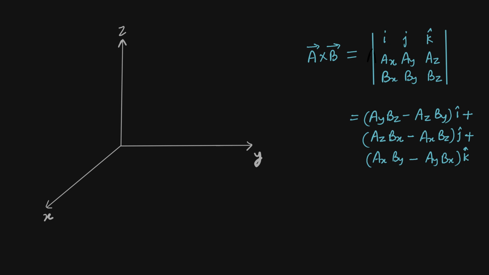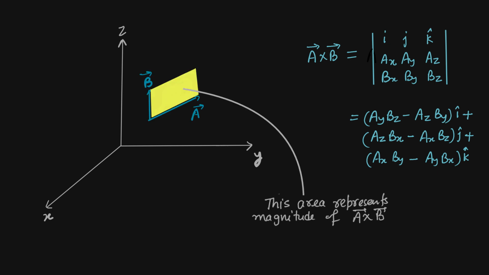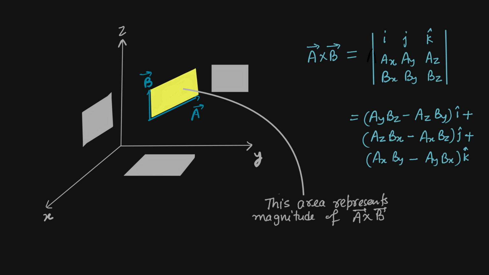If we know the components of the vectors along the coordinate axes, we can define the cross product of the two vectors as this. It has three components. Pause and ponder. What do these components represent in terms of area? The x component represents the projection of area on the yz plane, and the y component represents the projection of area on the xz plane. And similarly, the z component represents the projection of area on the xy plane.